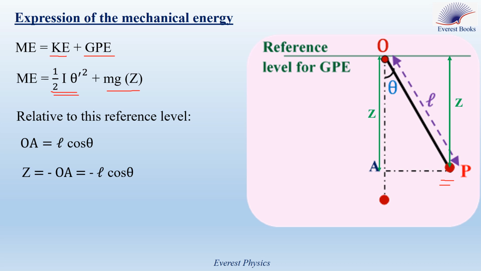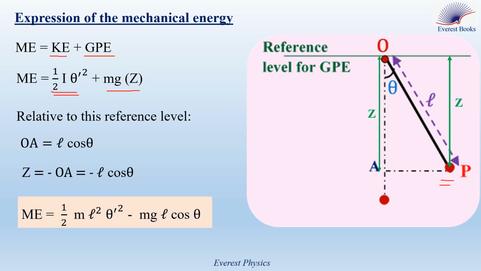Now, GPE changes according to the chosen reference level. For more information, watch the video whose title is Simple Pendulum - Solve the Problem. Now we have ME is equal to 1/2 I theta prime squared plus mgz. We replace I in the above expression by mL squared, and we replace z by minus L cosine theta, and this is the expression of the mechanical energy.